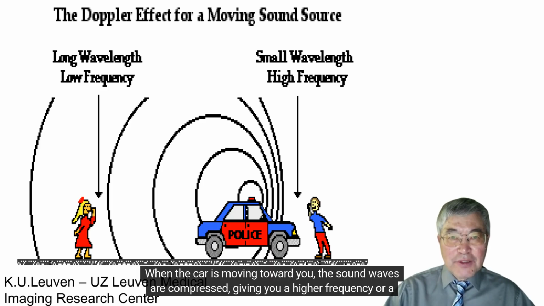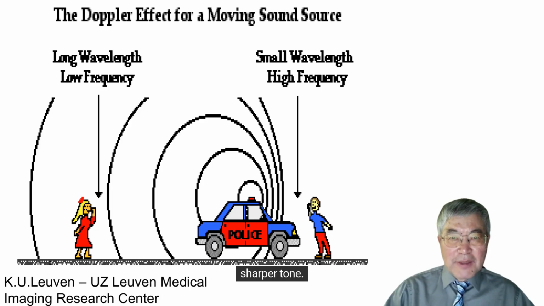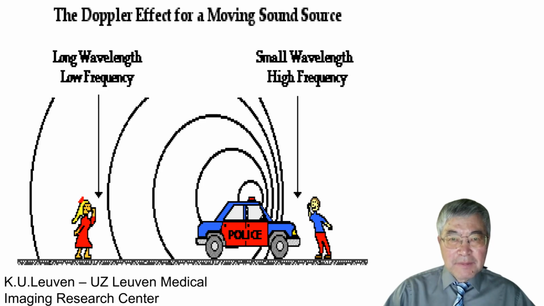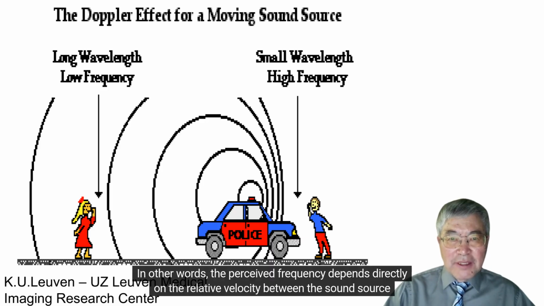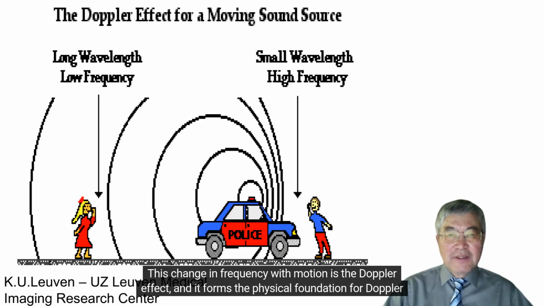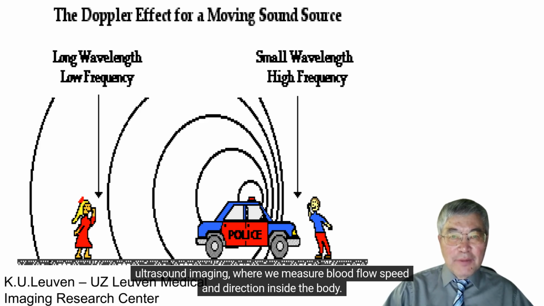When the car is moving toward you, the sound waves are compressed, giving you a higher frequency or a sharper tone. When the car moves away, the sound waves are stretched and you perceive a lower frequency. In other words, the perceived frequency depends directly on the relative velocity between the sound source and the observer. This change in frequency with motion is the Doppler effect, and it forms the physical foundation for Doppler ultrasound imaging, where we measure blood flow speed and direction inside the body.